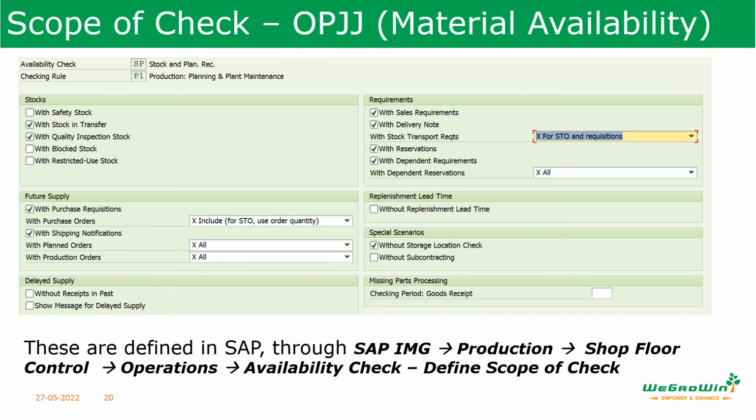In summary, scope of check is used to do availability of materials. Checking rule defines whether it is done during different stages of orders like sales order or planned order or production order. Checking group determines how accumulation of requirements has to be carried out.